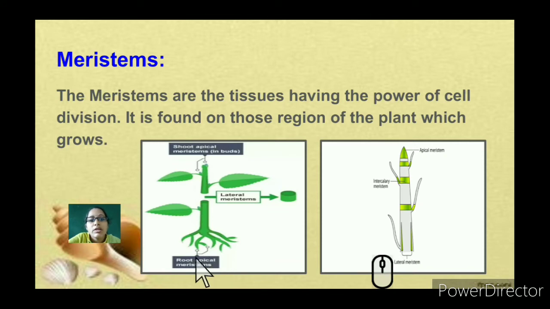Here the root apical meristem will help the roots to grow. Here it helps the elongation of the shoots, and also the shoot apical meristem will help in the formation of buds, fruits, flowers, etc. Here also you can see differentiation. This is the lateral meristem. In between is the intercalary meristem, and at the tip it is the apical meristem.